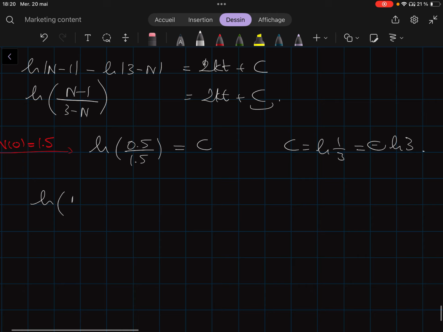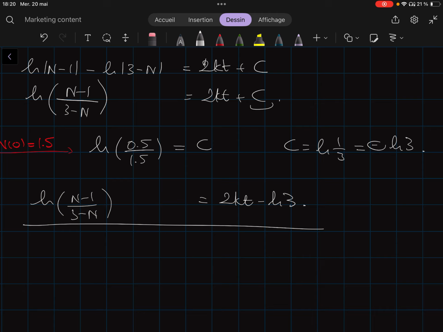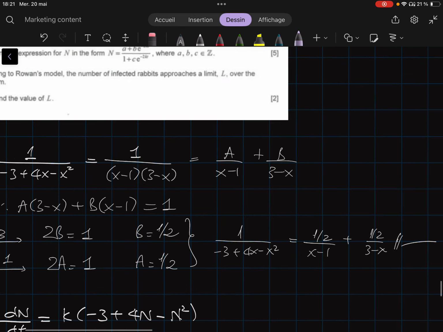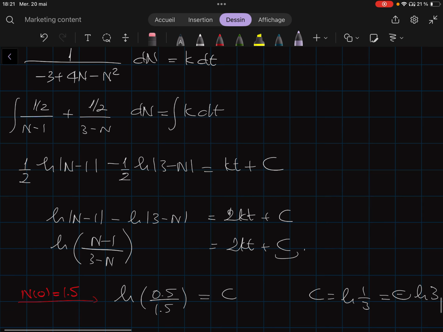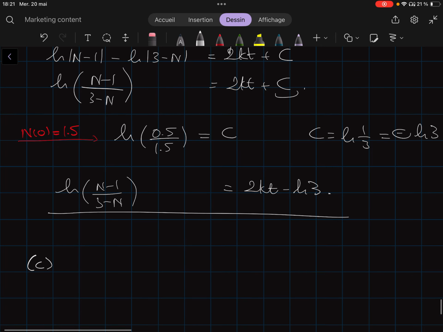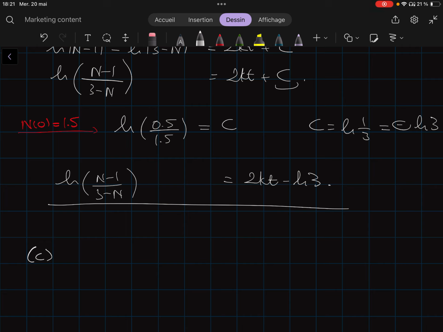And therefore, we have this expression. It is always a good idea to double check your work, because 8 marks is quite a lot of marks to go around. And the fact it took me 5 lines of working out is a little bit suspicious. So keep that in mind. Part C. Now we can isolate for n. I'm going to raise both sides to the power e.